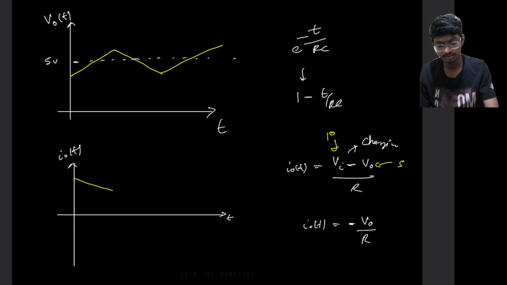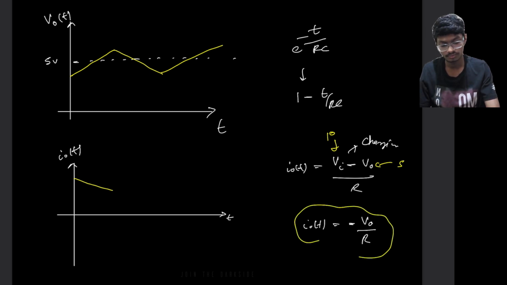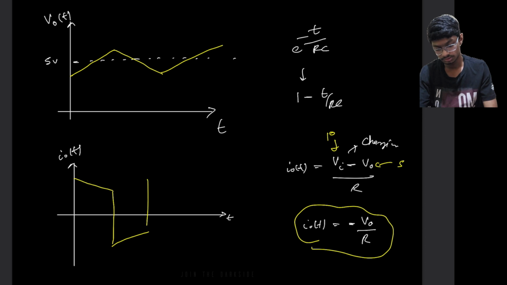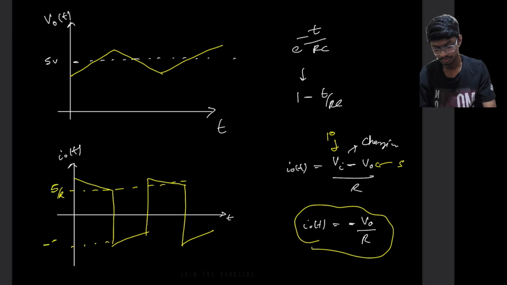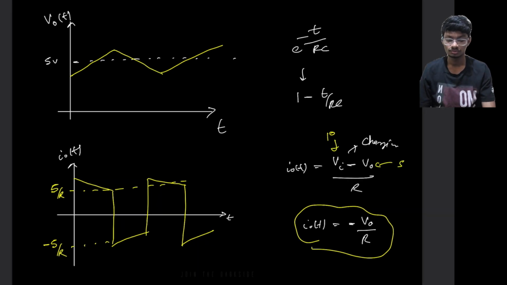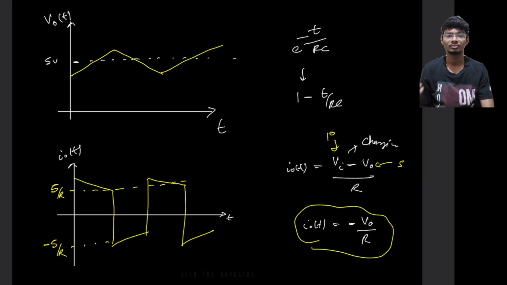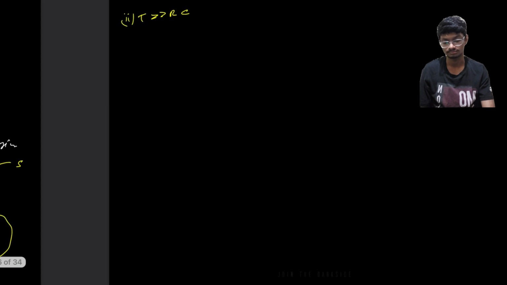Then suddenly at T on, the current will go negative, and as Vo is decreasing while discharging, the current will go down, then again go positive, then again go down, then negative, then down. Like this the average current will be 0, and this value is 5 by R and this is minus 5 by R. So this is the voltage and current waveform for the first case, where tau is much greater than capital T, the time period of the signal.